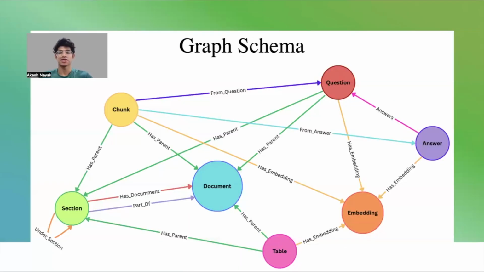This is the graph schema. You can see several nodes like question, answer, embedding, table, document, chunk, and section. The edges are the relationships. So whenever a question is asked by the user, the queries flow through these nodes and then an answer is generated.